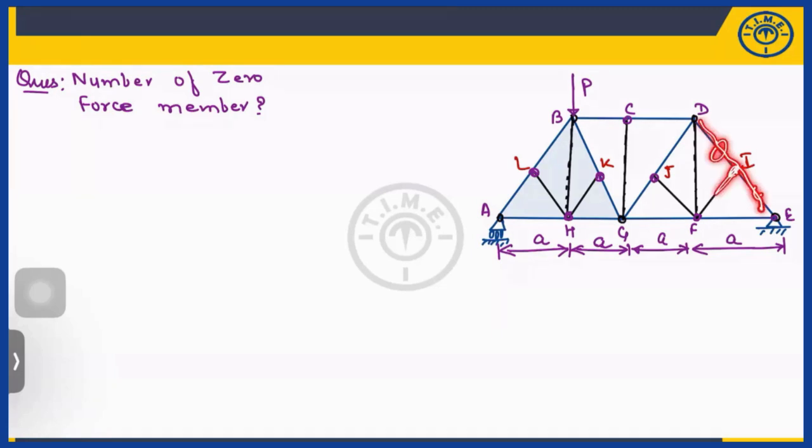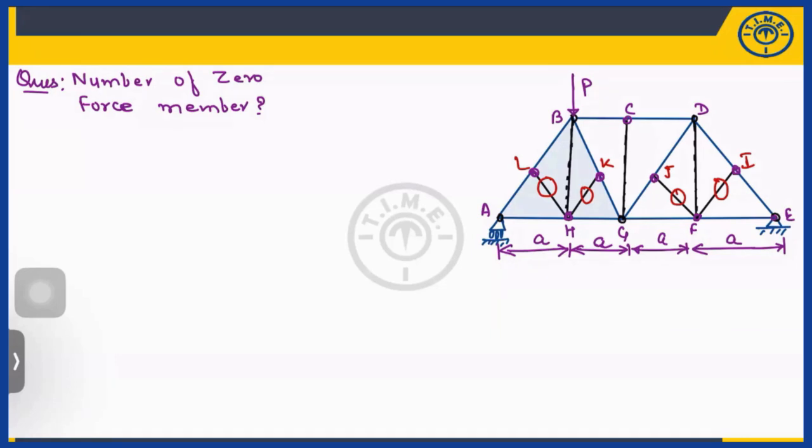Out of these three, two are collinear. So you told, I think, this member has zero force. Yes or no? Yes, sir. I think you counted. Next, this one. Next one is JF. Very good. Then next one is HK, and the next one you told is LH. Yes or no? Okay, so four members you have counted.